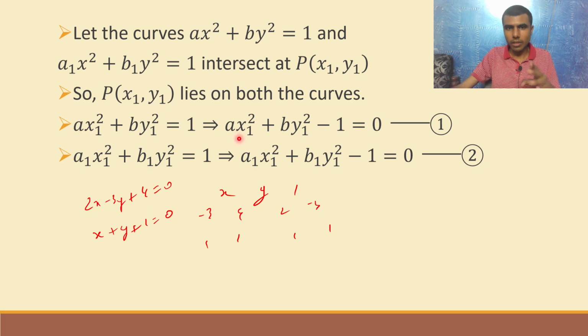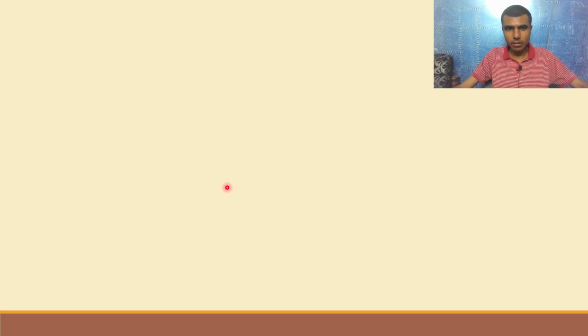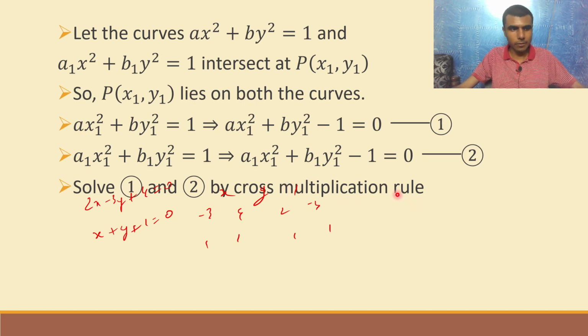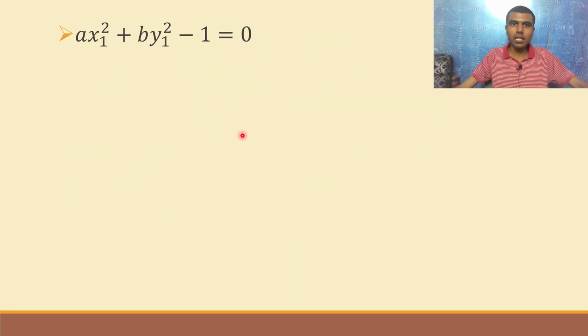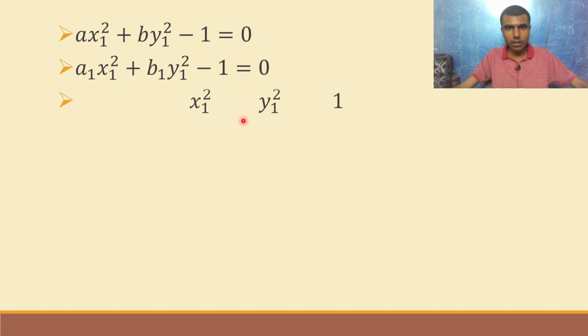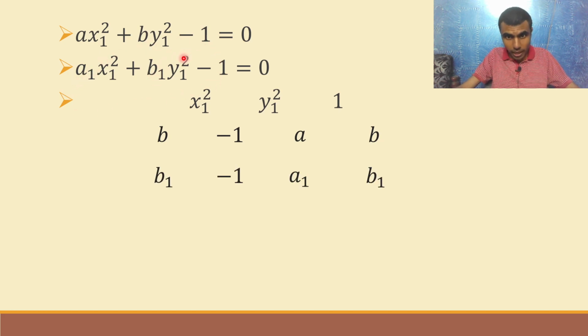Okay. Now next. I'm going to solve 1 and 2 by the cross multiplication rule. This is my first equation, this is my second equation. x1 square, y1 square, 1. Now listen carefully. Always we will start with the y1 square coefficient. What is the coefficient of y1 square? It is b. So b, minus 1, again come to the beginning, a, b. For the second equation, b1, minus 1, a1 and b1.